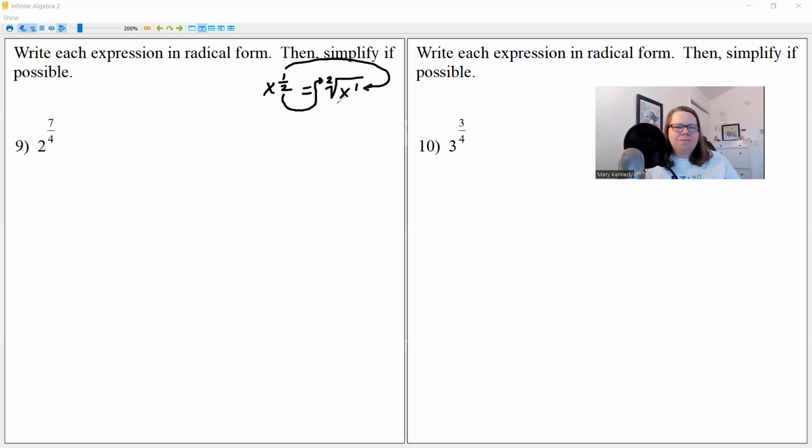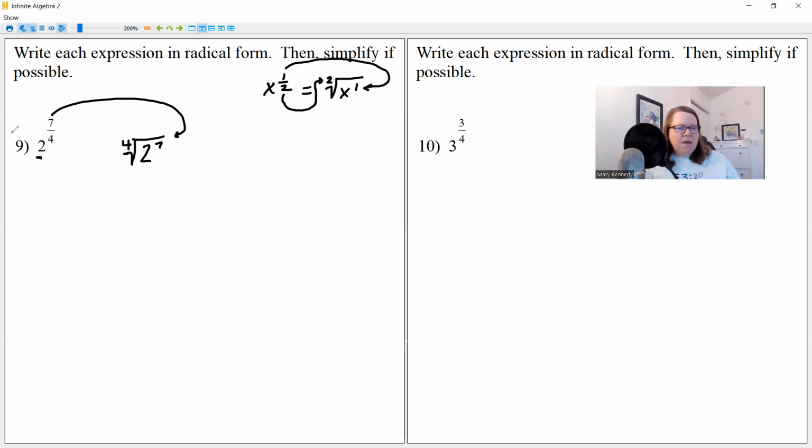So I'm going to use that to help me with this. I know that I'm going to have a radical with 2 under it, because 2 is the base, right? And so the top number goes with that underneath. So the top number 7 is going to go under here, 2 to the 7th. And that means the 4, just like this 2 is understood, the 4 is going to go out here. So this is saying the 4th root of 2 to the 7th.